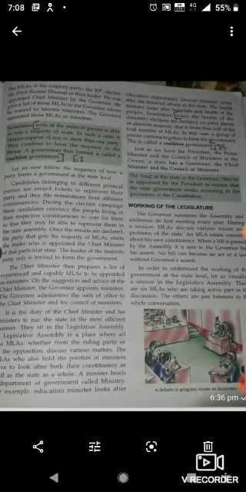Now children, our next topic is the working of the legislature, which we will continue in our next class.